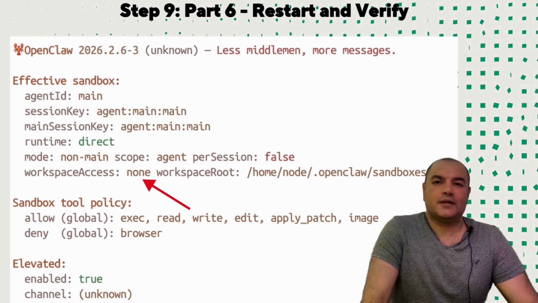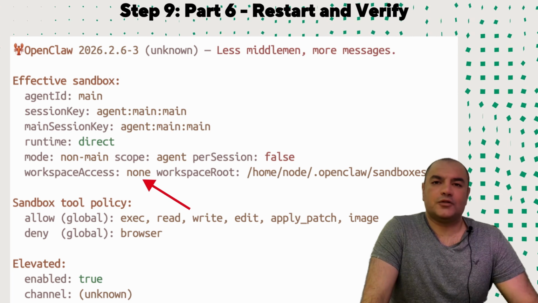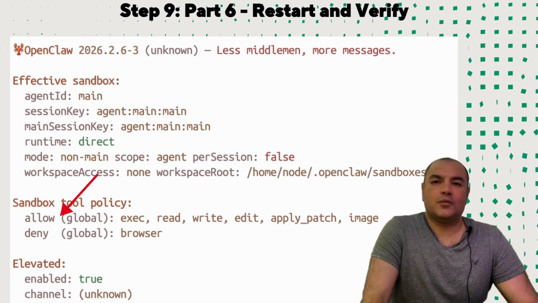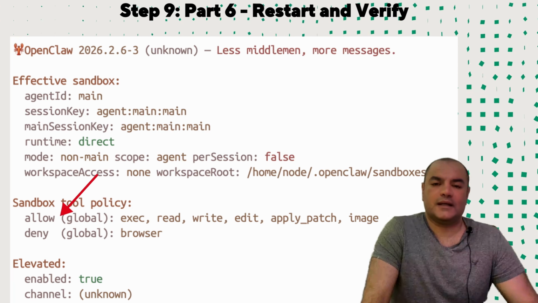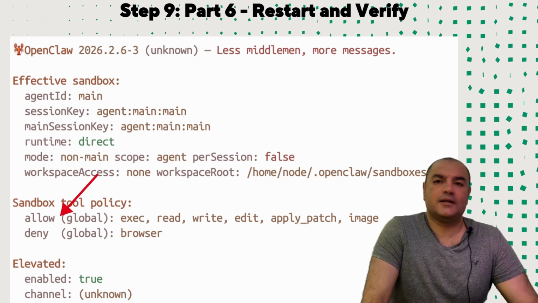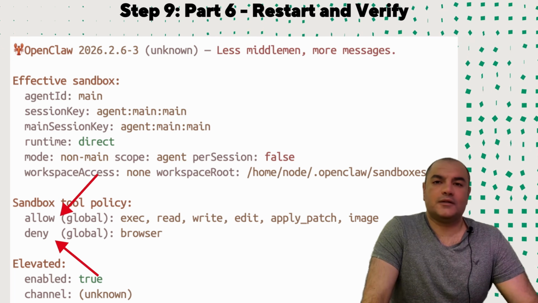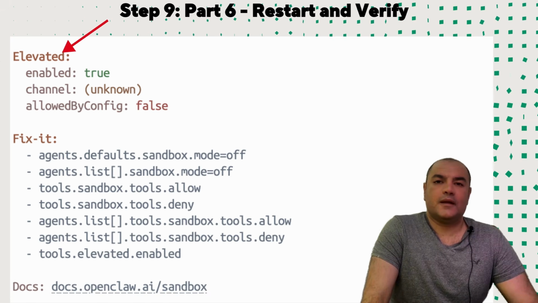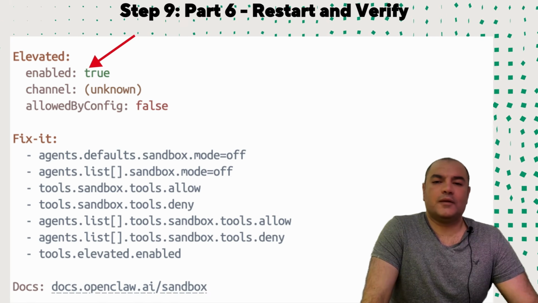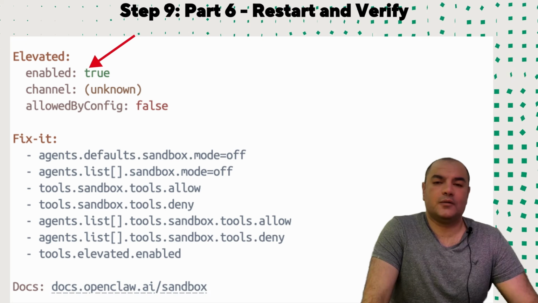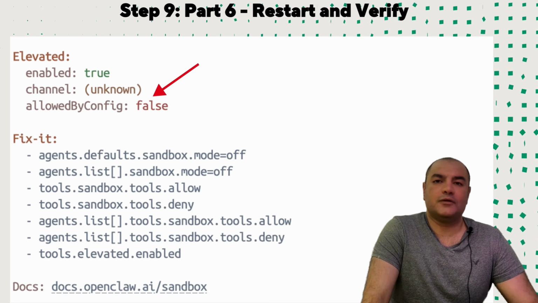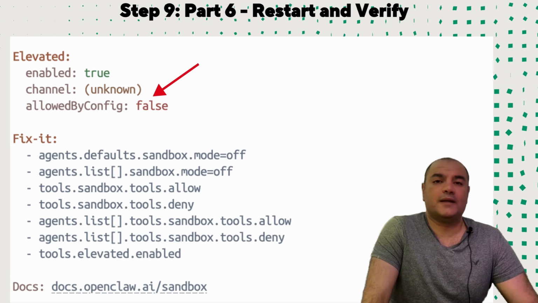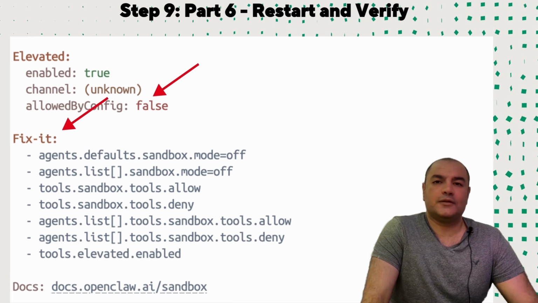Workspace access: none. Sandboxed agents can't touch your main workspace files. Sandbox tool policy. Allow global: exec, read, write, edit, apply patch. These tools can run in the sandbox. Deny global: browser. The browser tool is blocked. Elevated: enabled true. The elevated permission system is available, but allowed by config false means it's not automatically granted. Agents can request elevated access, but you'd have to approve it.